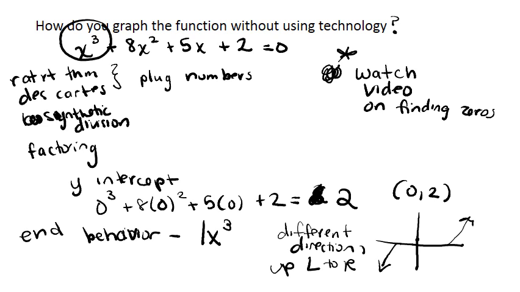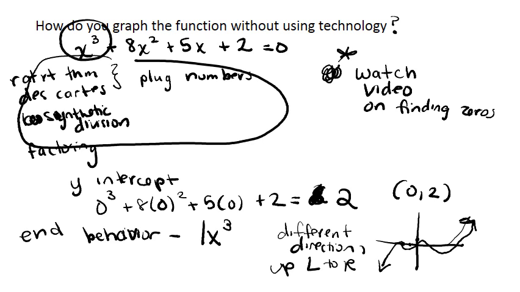And then you would have your zeros from this part that you would mark in there. Like I said, for this part, you can go back and watch the other video. And again, you can just start by plugging numbers in to find one that works, and then divide out using synthetic division, and then factor, and then solve for each x.